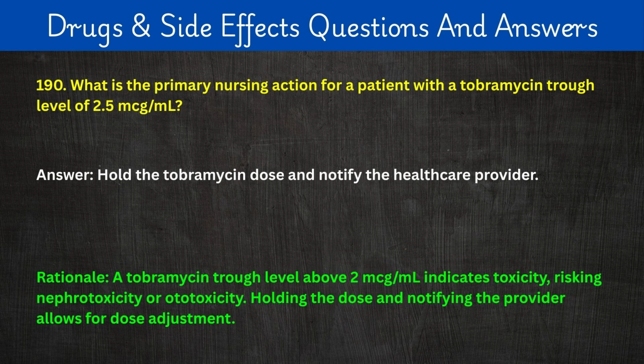190. What is the primary nursing action for a patient with a tobramycin trough level of 2.5 micrograms per milliliter? Answer: hold the tobramycin dose and notify the healthcare provider. Rationale: A tobramycin trough level above 2 micrograms per milliliter indicates toxicity, risking nephrotoxicity or ototoxicity. Holding the dose and notifying the provider allows for dose adjustment.